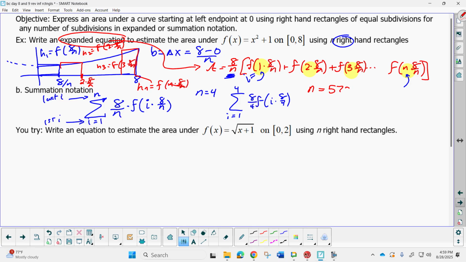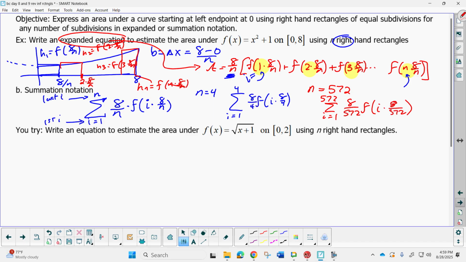Well, 572. Say you wanted to break it up into 572 rectangles. Yep. You could just go 572 for the upper bound. Now the delta x is 8 over 572. F at i times 8 over 572, rather.